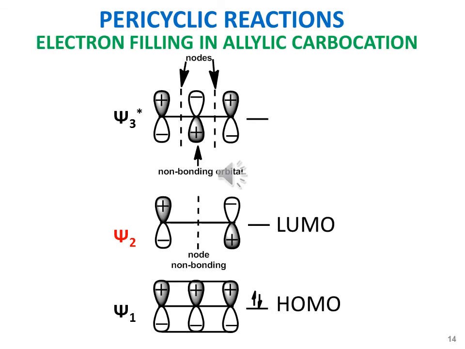The allyl group may be present in the neutral form, or it may be present in the form of a carbocation, or in the form of an anion, or in the form of a radical. The three different forms of the allylic group are shown on this slide.